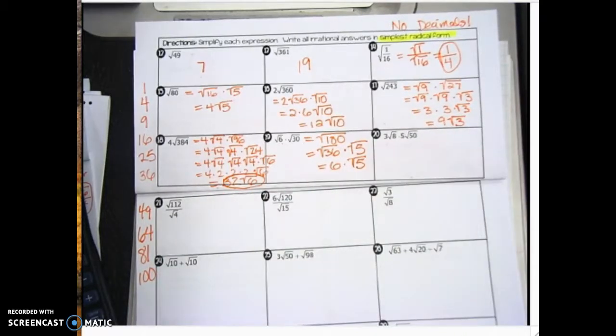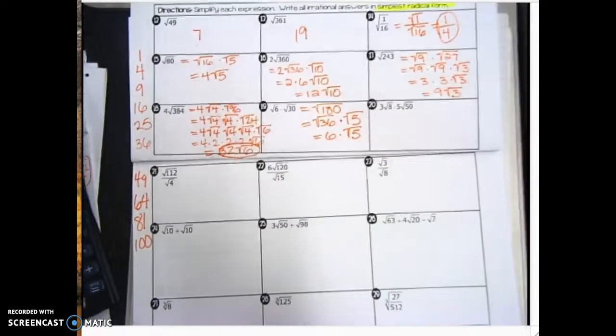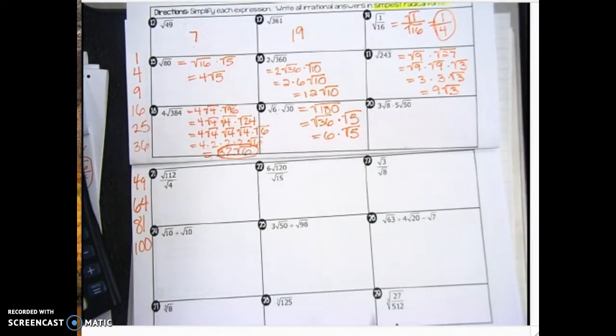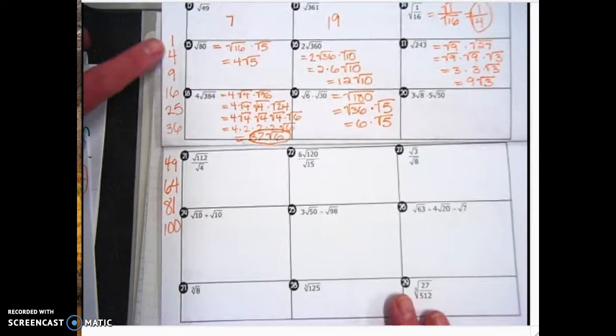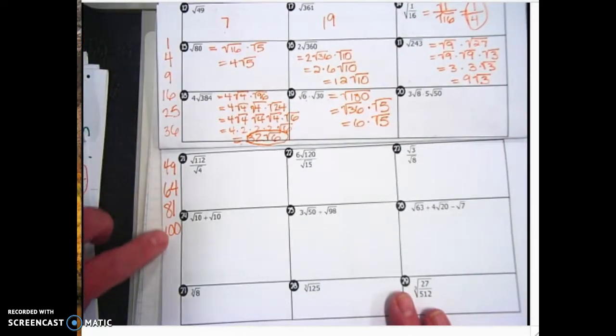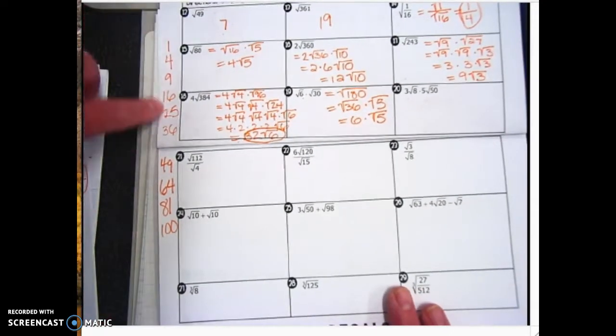Yes? Can you explain what you're doing? Yeah. Which one are you stuck on? I don't understand the method. Okay, so do you know your perfect squares? No. Okay, I would start by writing those down.